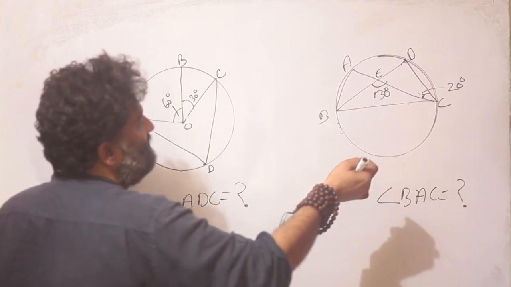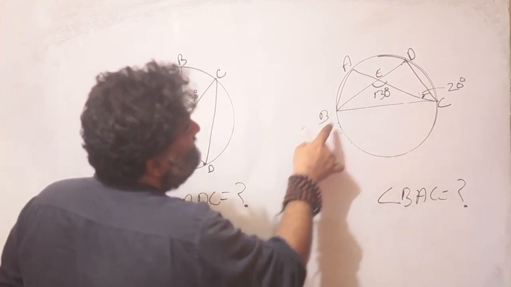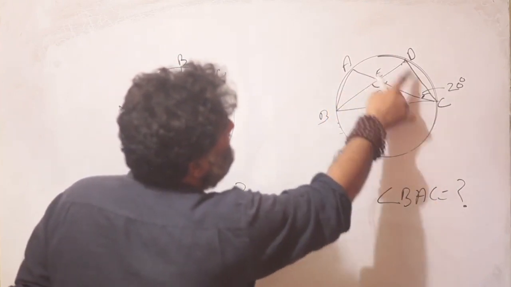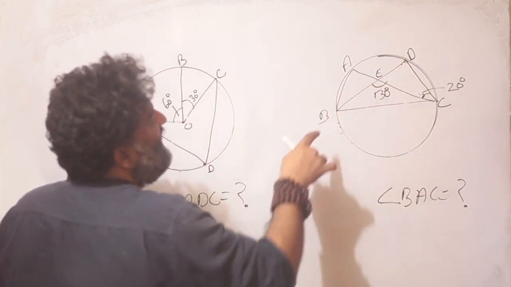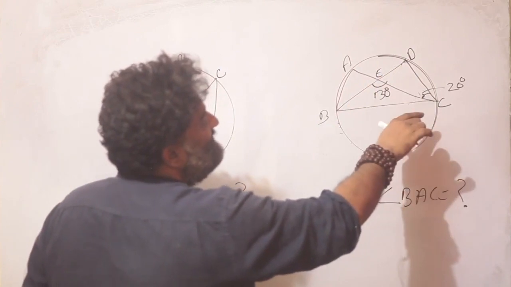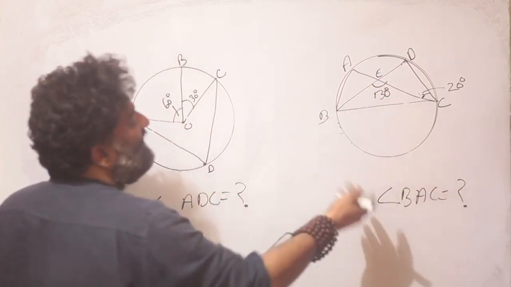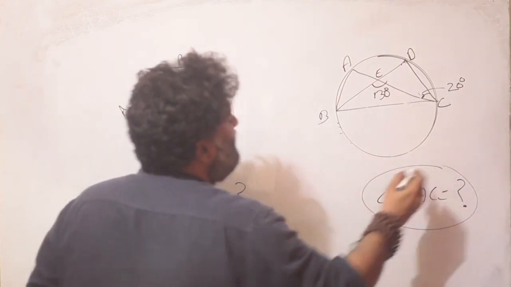And this is the other problem. This is the figure given. Angle BEC is given as 130 degrees and angle ECD is given as 20 degrees. And it is not mentioned that BC is passing through the center or it is the diameter or anything. It is just another chord. And your question is what is the value of angle BAC?